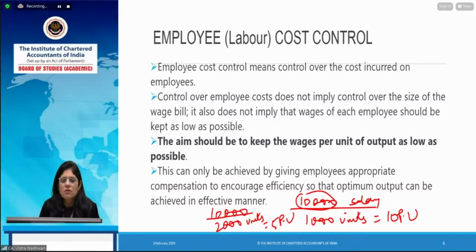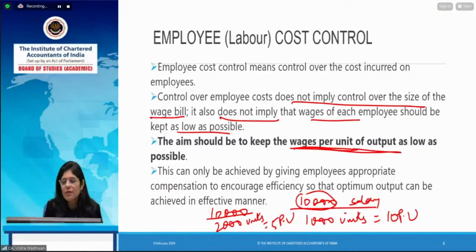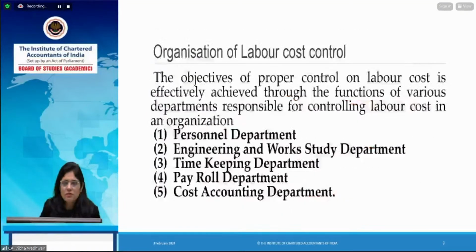All right. So control of employee cost does not imply control over the size of the wage bill. It does not imply that wages should be as low as possible. No, the aim should be to keep the wages per unit of output as low as possible. And this can only be achieved by giving employees appropriate compensation. You give them proper salary, you give them proper incentives, but the efficiency should increase, so that the volume of production increases. All right. So that optimum output can be achieved in an effective manner. So that is exactly what we have to learn, how we are going to do employee cost control.